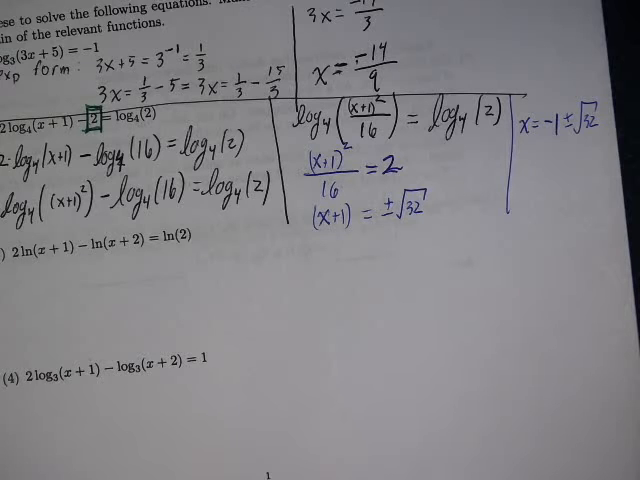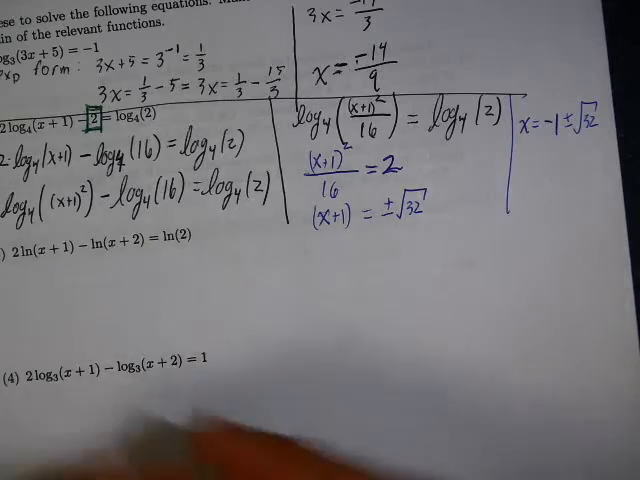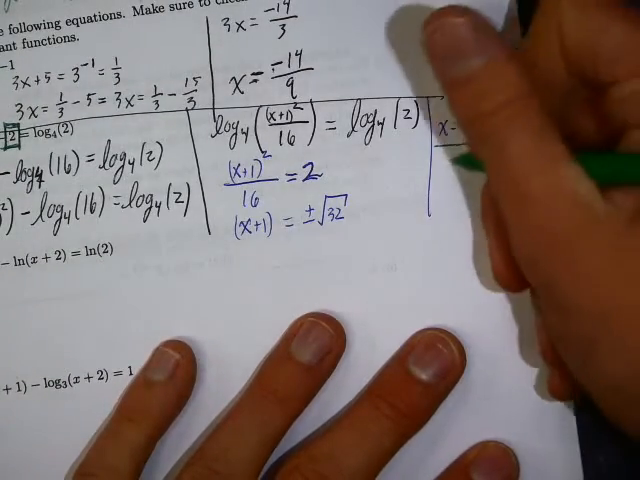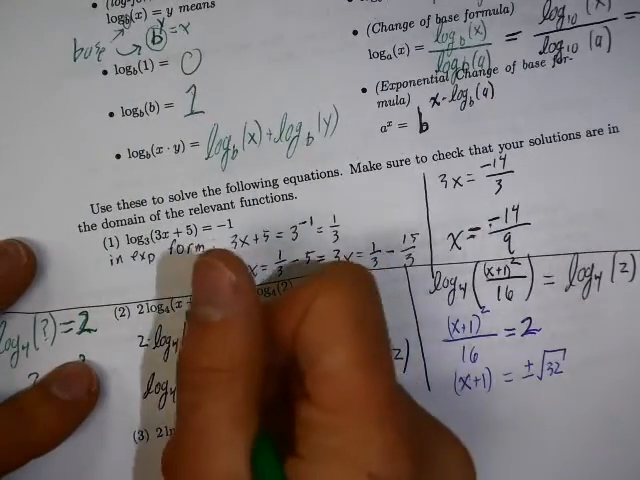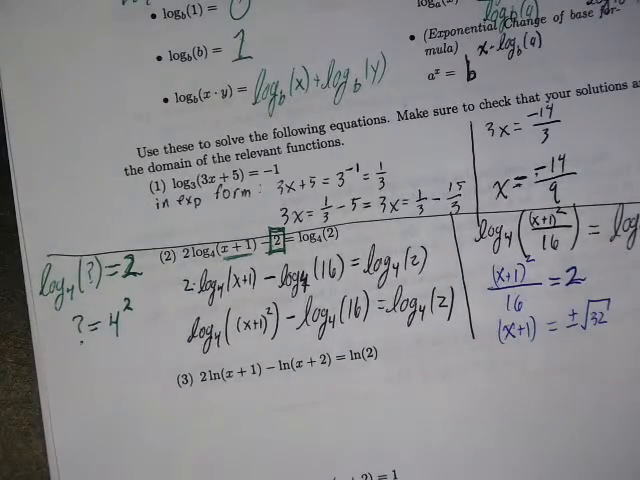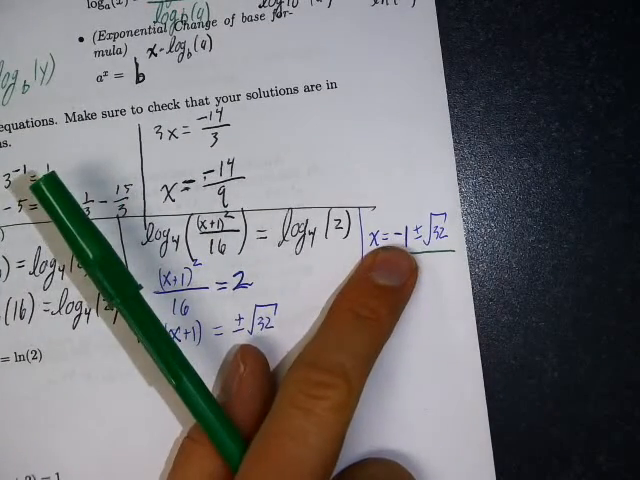So, let's see. Let's do a quick domain check. I see an x plus 1 inside of a log. What types of things can I put inside of a log? Positive numbers, only positive numbers. So x plus 1 needs to be positive. Do both of these numbers have x plus 1 being positive?